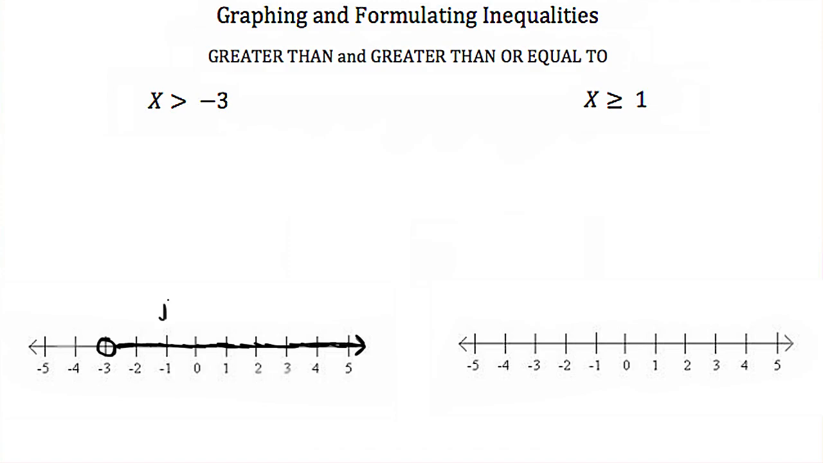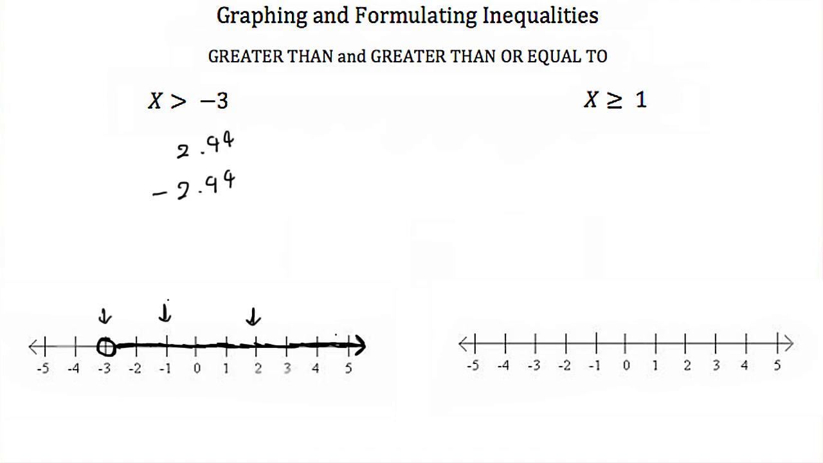Negative 1 is greater than negative 3, 2 is greater than negative 3. Again, any number including 2.99 or negative 2.99 are all bigger numbers than negative 3. So you put your open circle at negative 3 and then you indicate that it's every point to the right of that on the number line by filling it in.